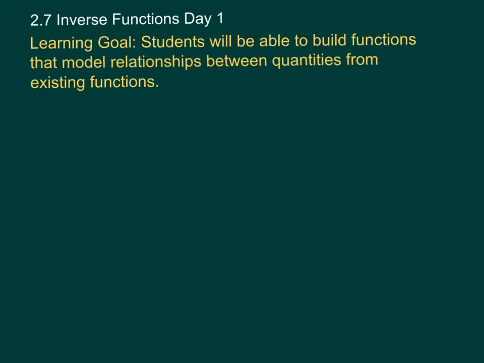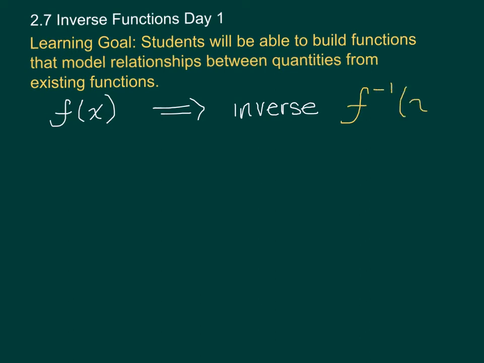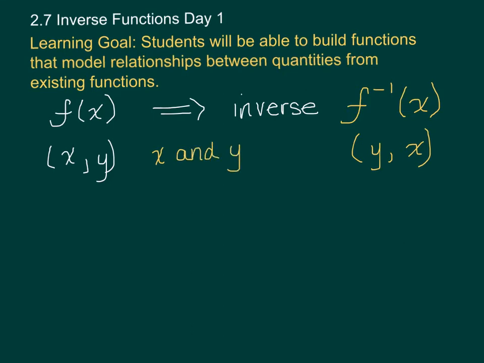So we've been working with functions, which we've represented as f of x. And when you're talking about an inverse, that means that the x and y coordinates switch. So this is the notation for inverse. And we use this symbol, f inverse of x. So if our ordered pair for our function was (x, y), the inverse would be (y, x). So the x and y values switch.